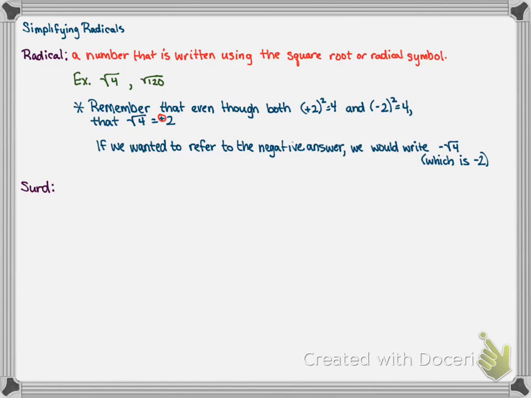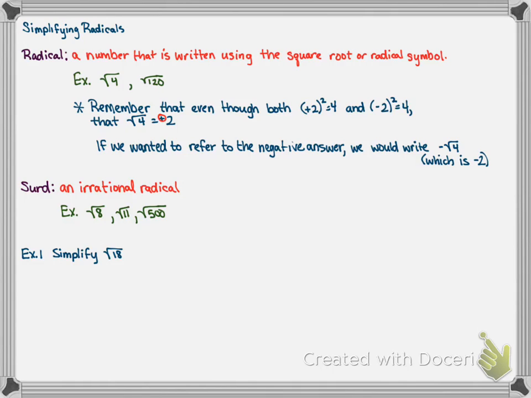Another word which you may or may not have heard before is surd. And a surd is an irrational radical. So for example, the square root of 8. 8 is not a perfect square. An irrational radical is a surd. Or the square root of 11, radical 11. Radical 500. Any number underneath the radical that is not a perfect square.